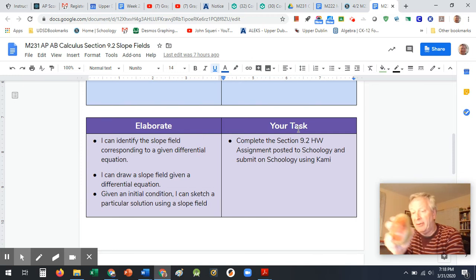Ida never has trouble with Kami. But if you do have trouble with Kami, you can just print it out, do it, take a picture of it, send it in. Kind of weird, everything's backwards.